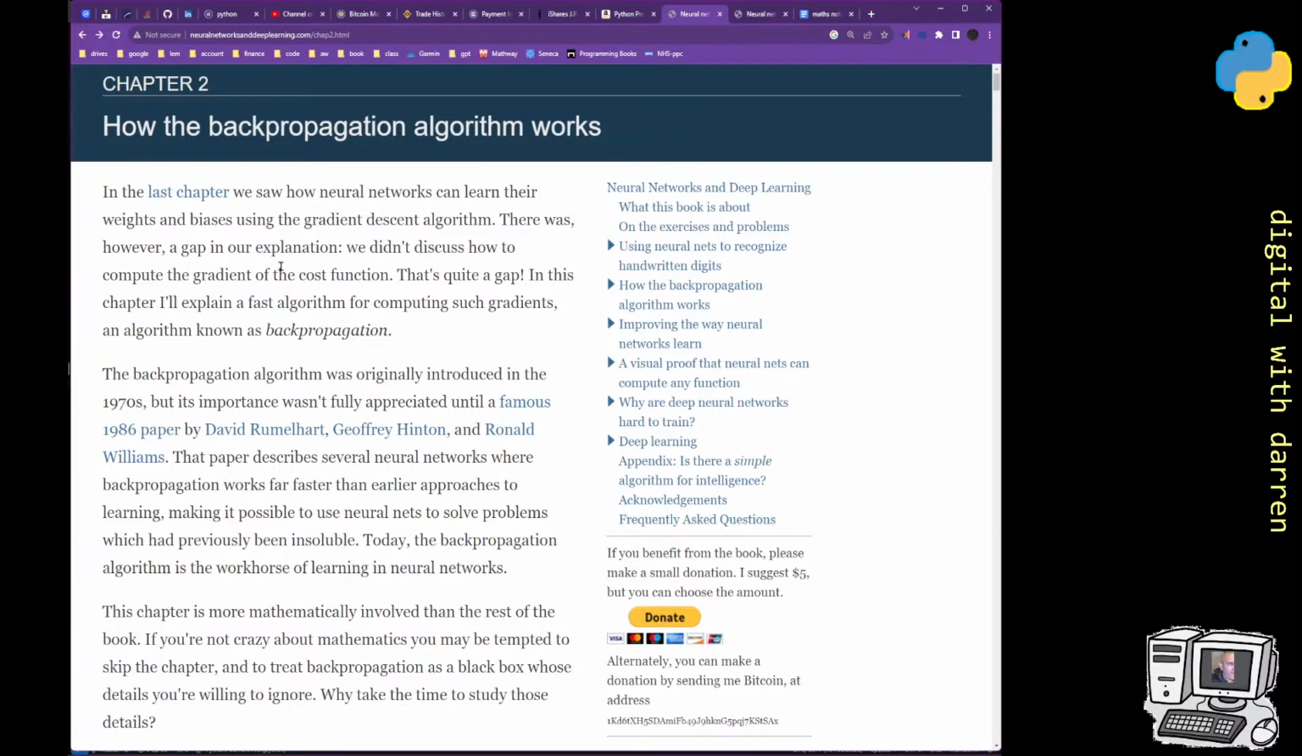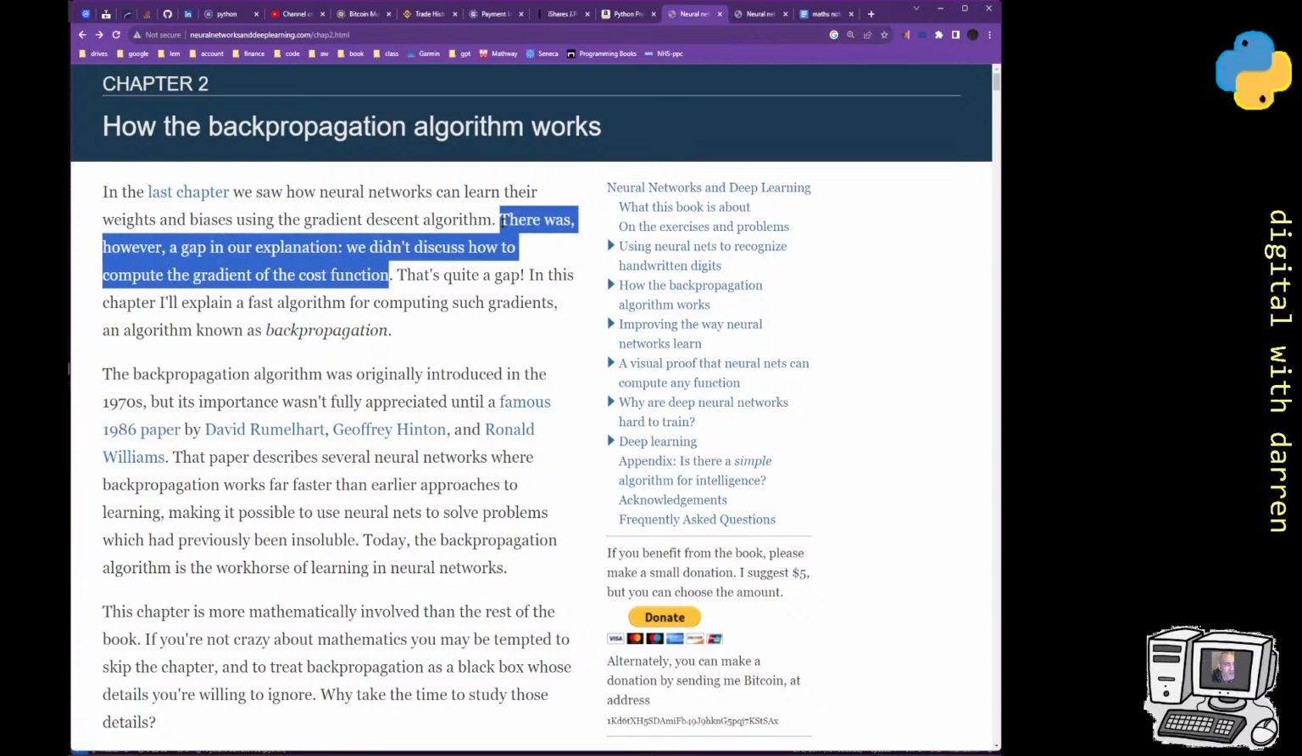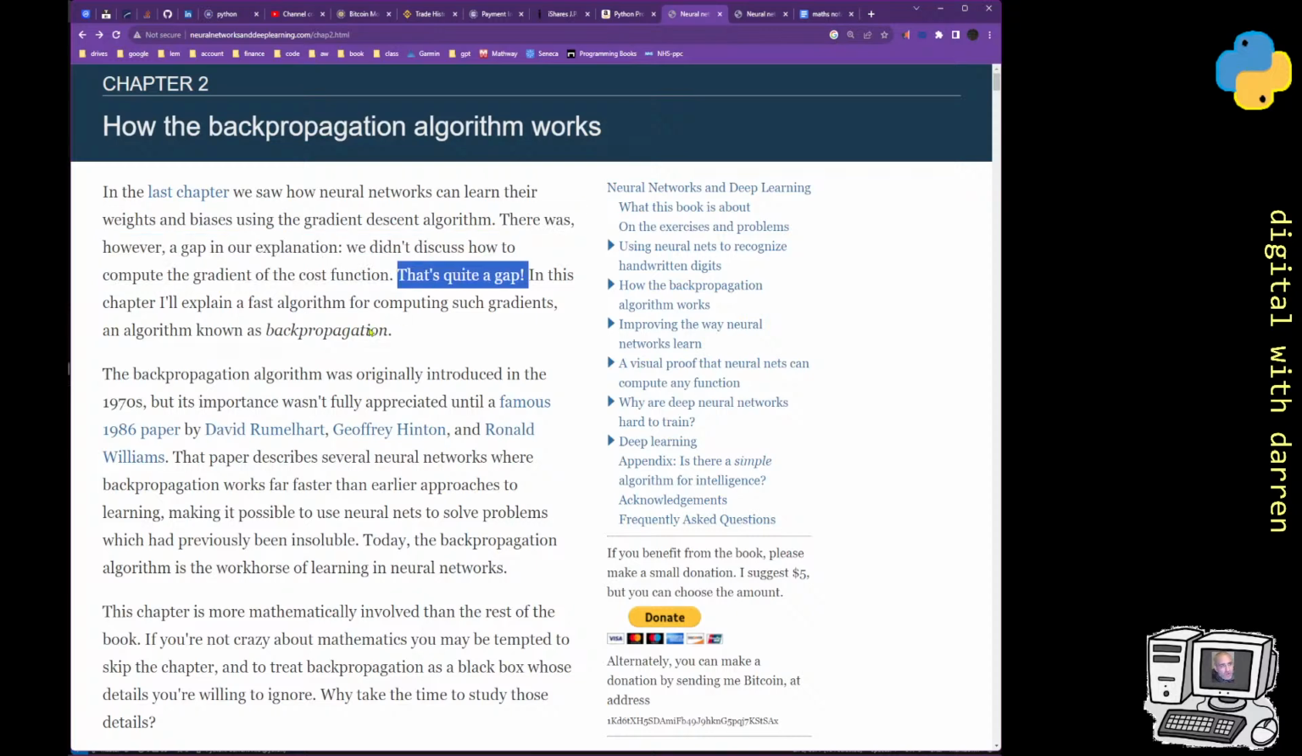So there was, however, a gap in our explanation. We didn't discuss how to compute the gradient of the cost function. Right? What is this cost function? It's kind of like the cost of getting it right and wrong, effectively. So there's a cost between each of the layers. It says that's quite a gap in this chapter.